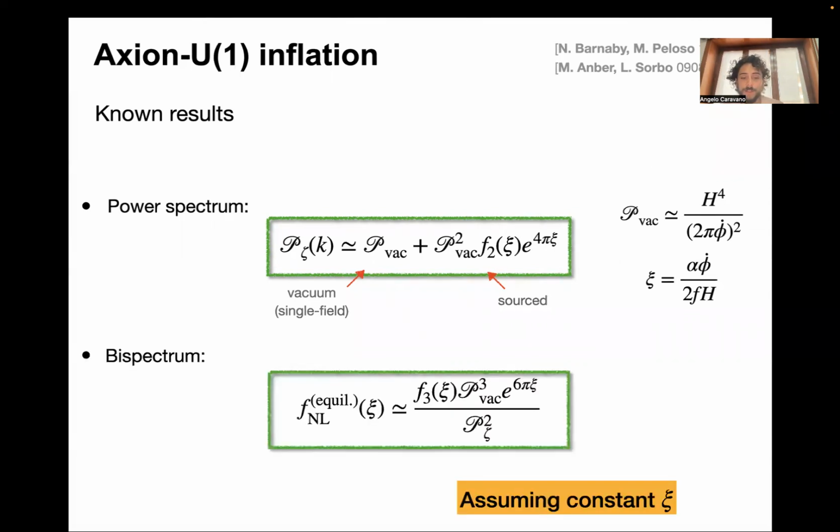Now, the interaction with the electromagnetic field also induces some non-Gaussianity, because all interactions during inflation give us some non-Gaussianity. This non-Gaussianity peaks on equilateral shapes, so that's not so relevant for us. It's also exponentially sensitive to this parameter xi. And these results were obtained assuming a constant xi. That is something we're going to talk about later.